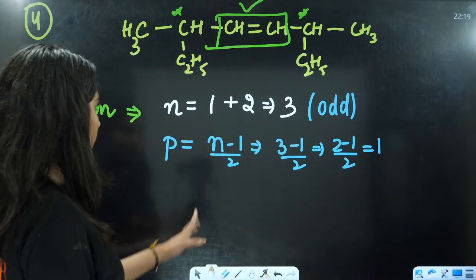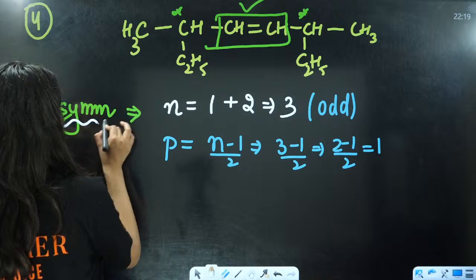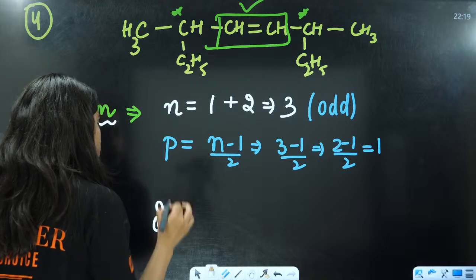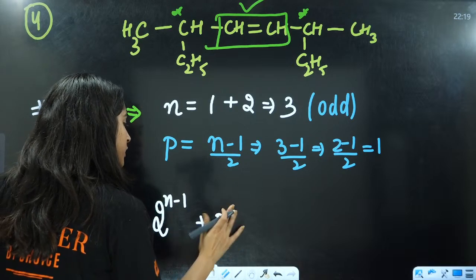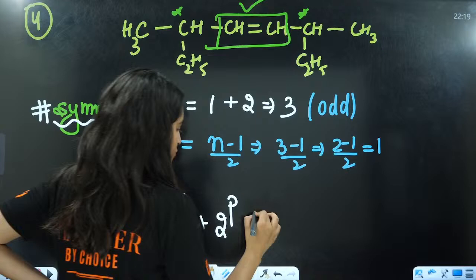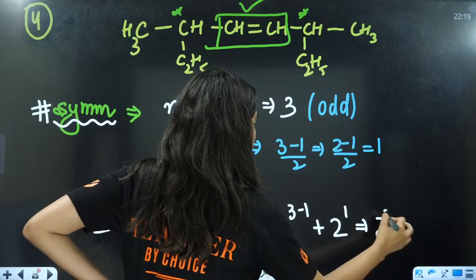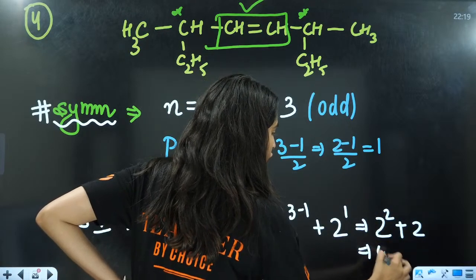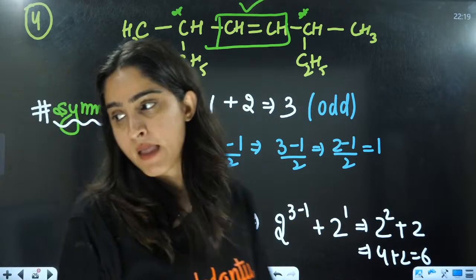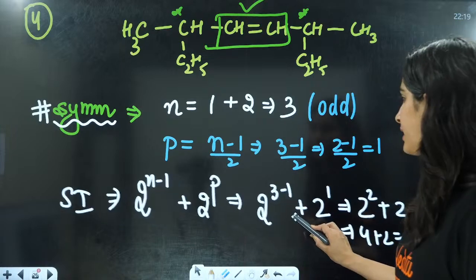Now beta, what next? You have P here, you have N here. Then what you have next is, apply the formula, that is 2 raised to power N minus 1 plus 2 raised to power P. This is the stereoisomer count, that is going to be 2 raised to power 3 minus 1 plus 2 raised to power 1, that is 2 raised to power 2 plus 2, that is 4 plus 2, that is 6. 6 is going to be the correct answer here. Yes, everyone? Just apply this formula, you will get the answer.